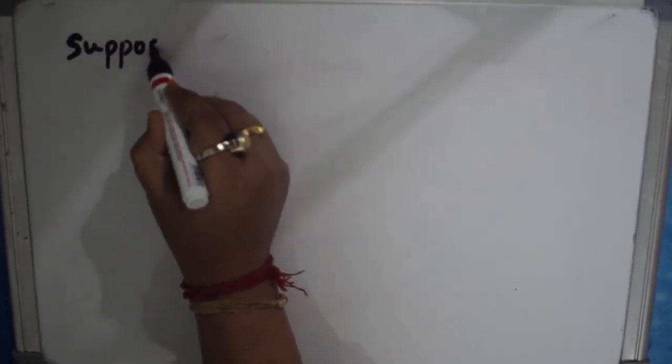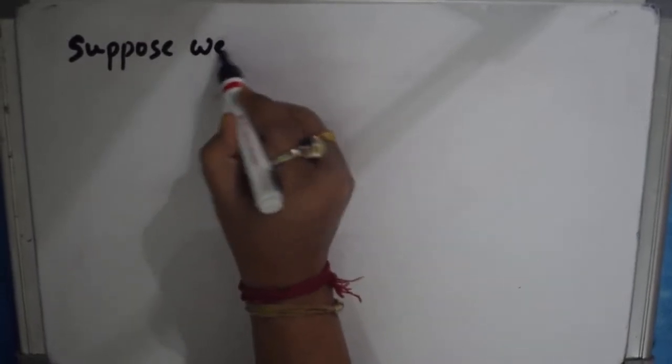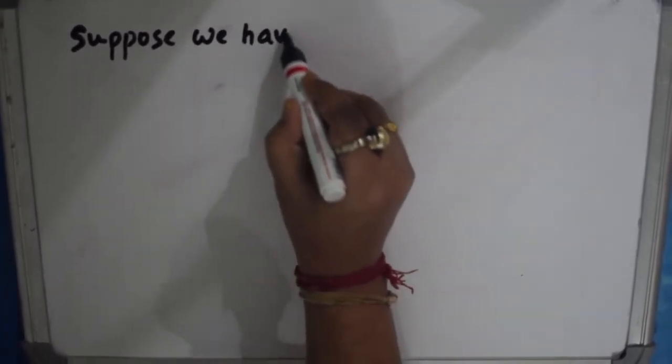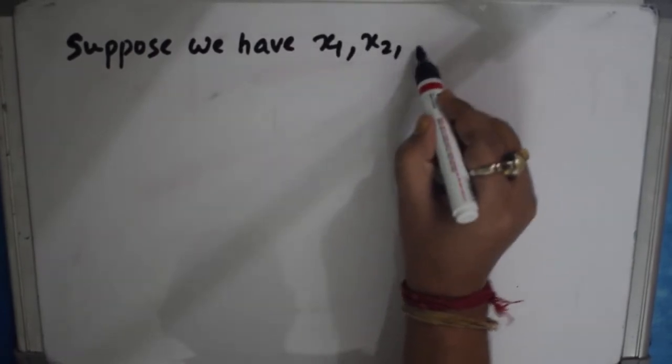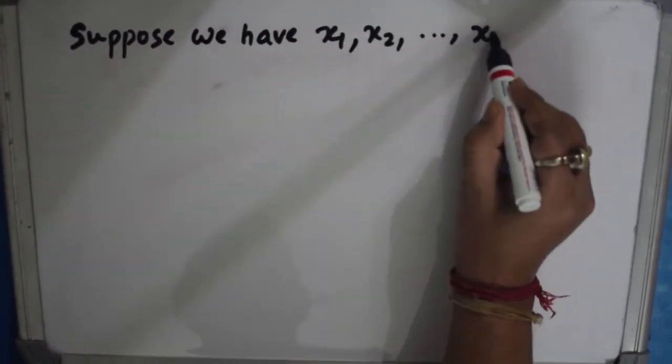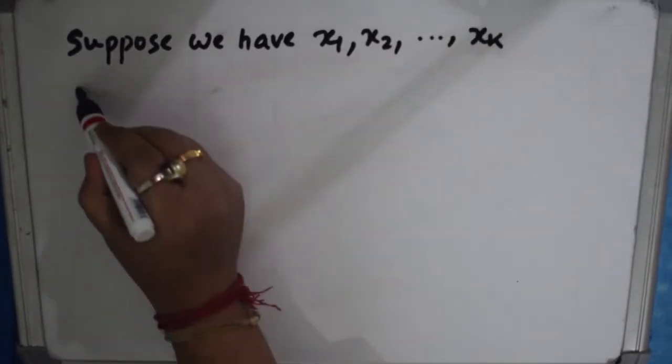Today we are going to discuss the procedure of selecting variables, explanatory variables, and model building. Suppose we have x1, x2, ..., xk explanatory variables.